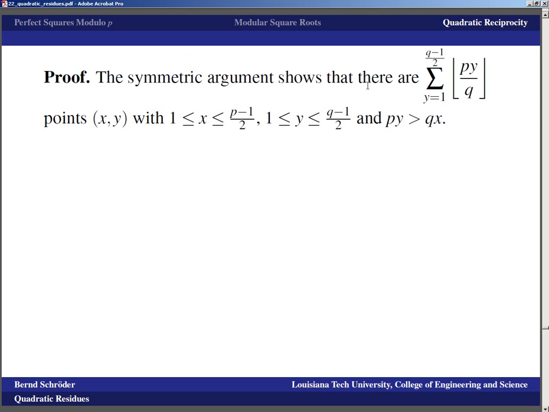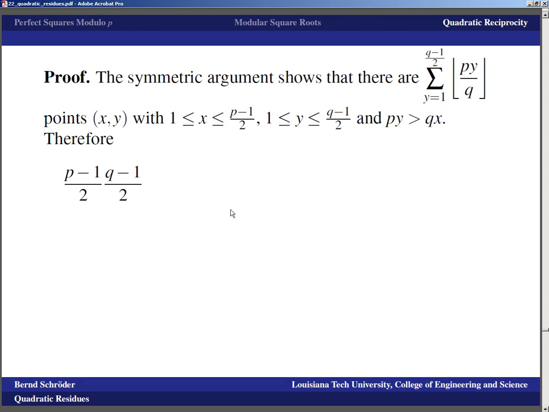And the symmetric argument shows that there are the sum y equals 1 to q minus 1 over 2 of the greatest integer below py over q points xy, so that x is between 1 and p minus 1 over 2, y is between 1 and q minus 1 over 2, and py is greater than qx, because what we would do there is we would let y run from 1 through q minus 1 over 2, and we would have to have that x is less than or equal to the greatest integer below py over q, because otherwise if I multiply x with q, I would violate this inequality.